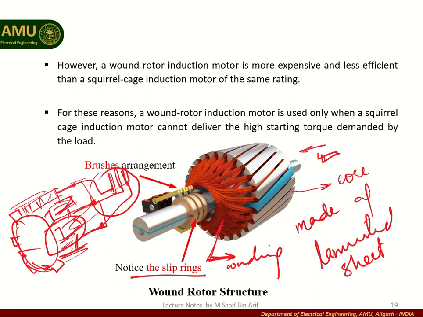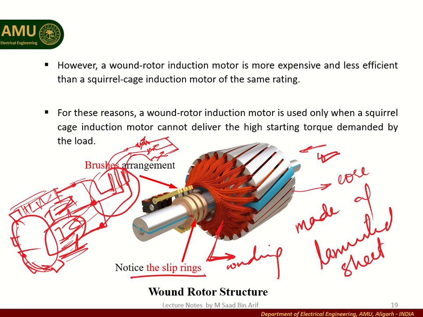Now we have to short circuit the output terminals. In order to do that, we will connect the slip rings through a brush arrangement to an external circuit. That external circuit may consist of a variable resistance, so that we can vary the resistance, and then we will short circuit it.